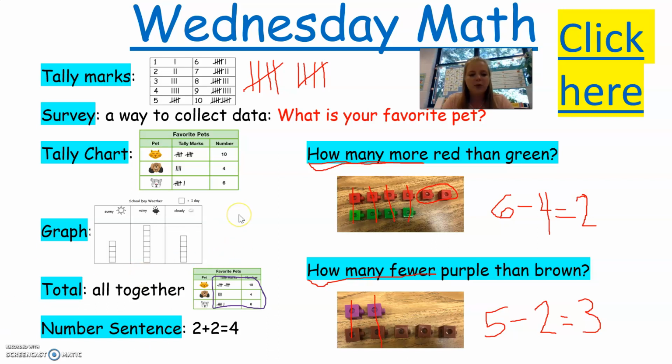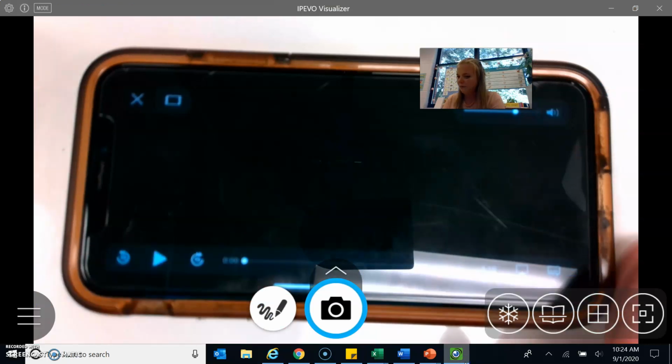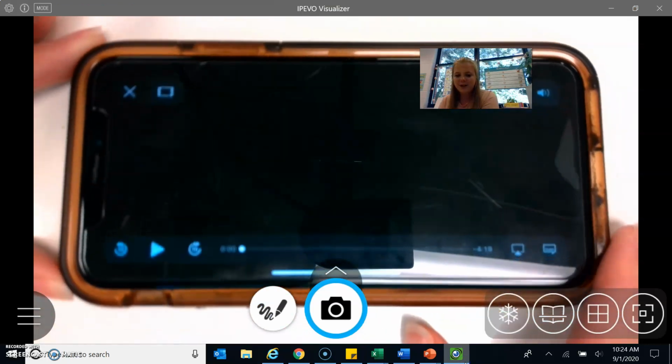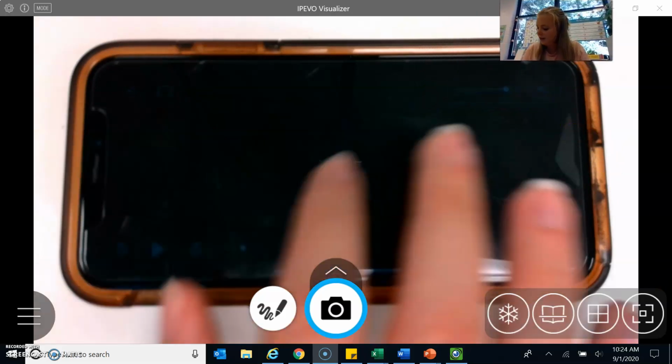All right, let me get it pulled up. Let's exit out of this. Okay, so we're going to have to watch it on my phone so you can hear. So when I play things on the computer, you can't really hear, okay? So ready?